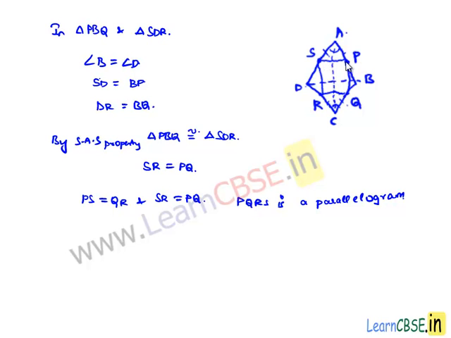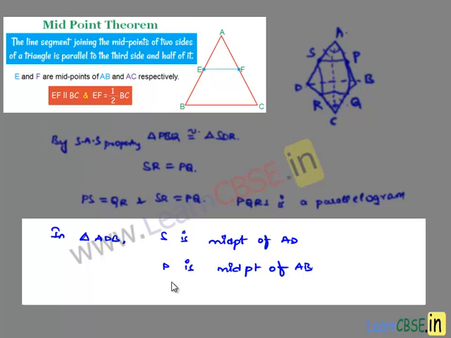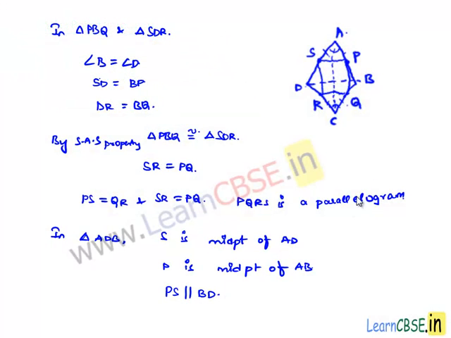As PS is parallel to RQ in triangle ADB. Now if we consider in triangle ADB, S is midpoint of AD and P is midpoint of AB. Thereby by midpoint theorem we can say that PS is parallel to BD.